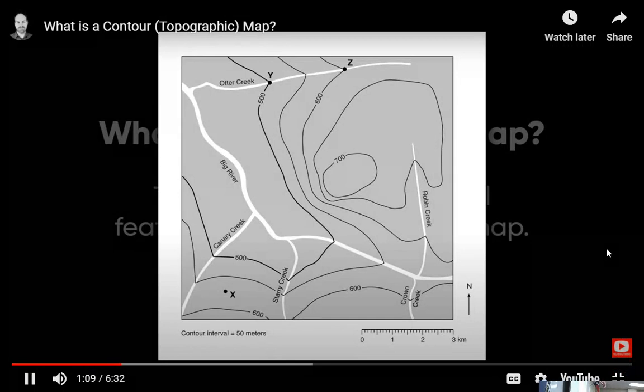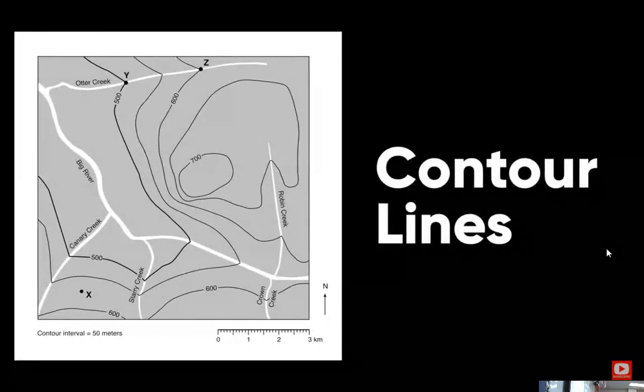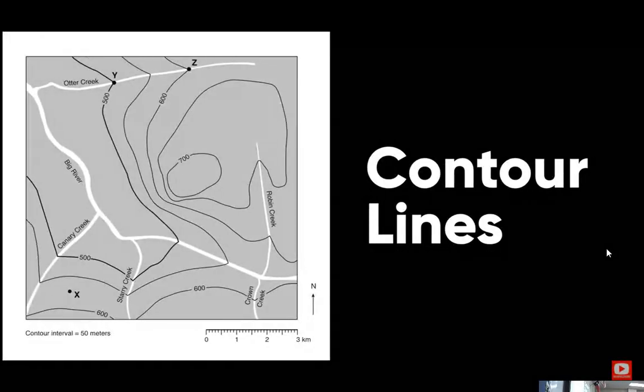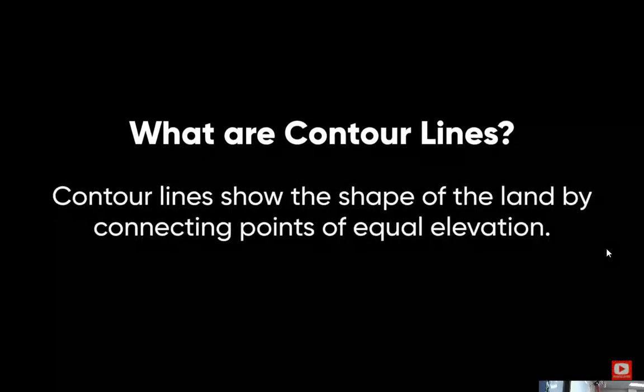And the feature that should jump out to you on this map are all of these dark squiggly lines all over the place. Those lines end up being the key to topographic maps. They're called contour lines. So, what exactly is a contour line? Well, those contour lines that you saw running all over the map show the shape of the land, and they do it by connecting points that have equal elevation.